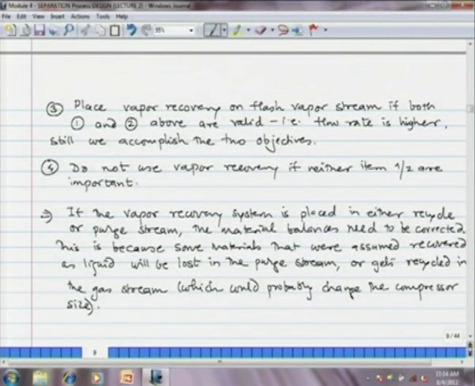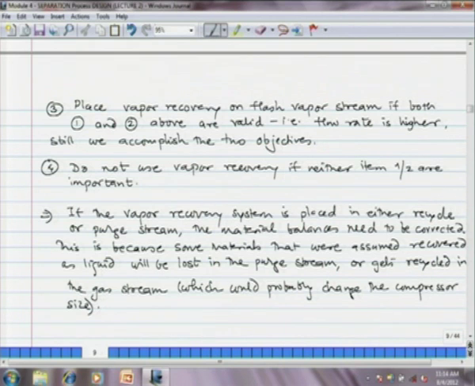However, if both 1 and 2 apply, if let us say you have to recover valuable material and at the same time you have to prevent the recycling of the deleterious components, then you have to place the gas absorber immediately after the flash drum. Now, in that case gas absorber operation will be expensive, for the reasons I mentioned earlier. Okay. However, you have no choice, because if you do not remove the components earlier, you are going to suffer greater loss. And then finally, do not use the vapor recovery if neither item 1 nor 2 is important.